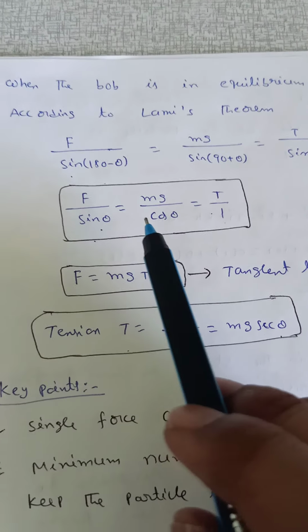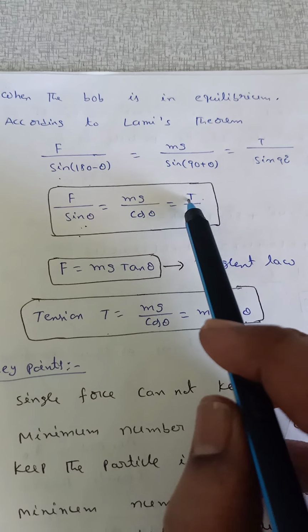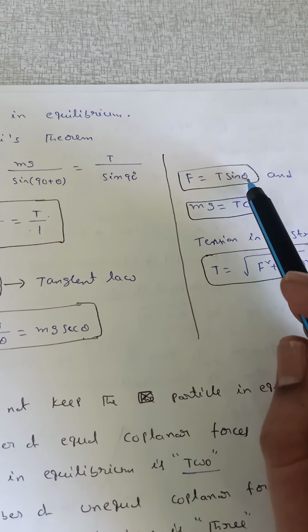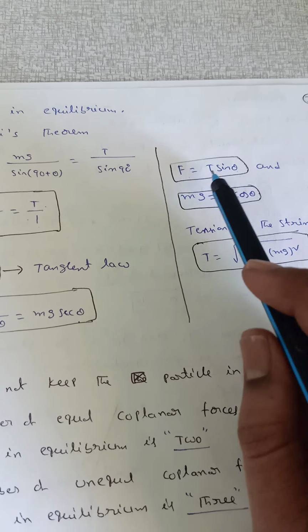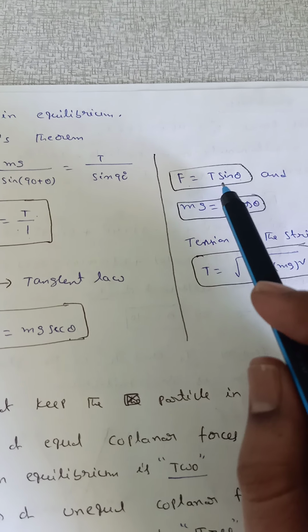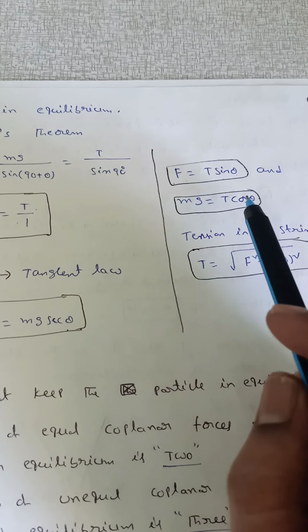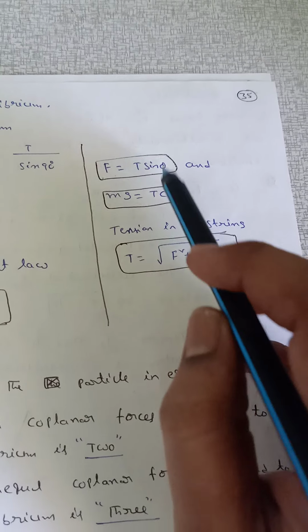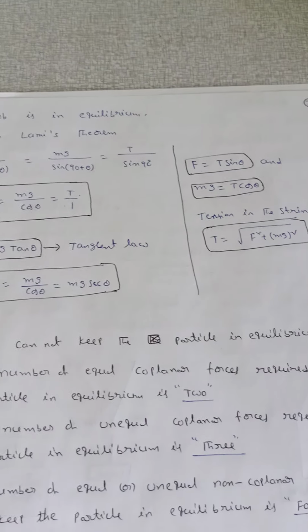And also the pulling force F is equal to T sin theta, and mg is equal to T cos theta. These are the components of the tension: T sin theta is the pulling force F, and T cos theta is the weight. Now for the tension in the string, squaring and adding, T is equal to under root F square plus mg square.